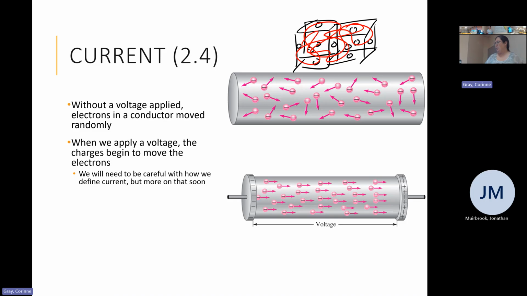Now, something we'll talk about for current in a little bit, and this is the archaic thing we've dragged around with current, is when they were first going through and figuring out stuff with circuits, they thought the positive charges moved. We then figured out a little bit more and figured out it was the electrons instead.